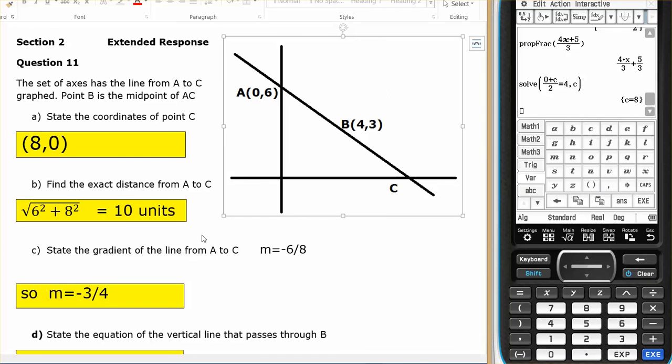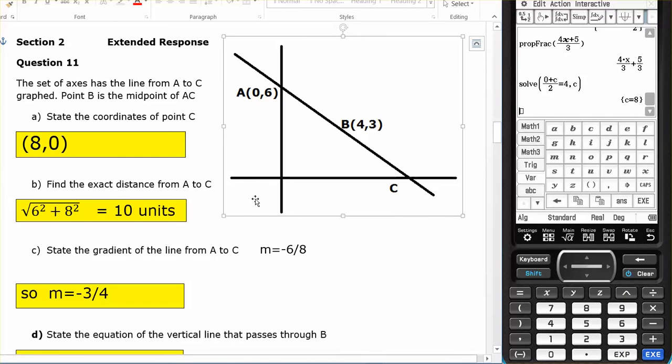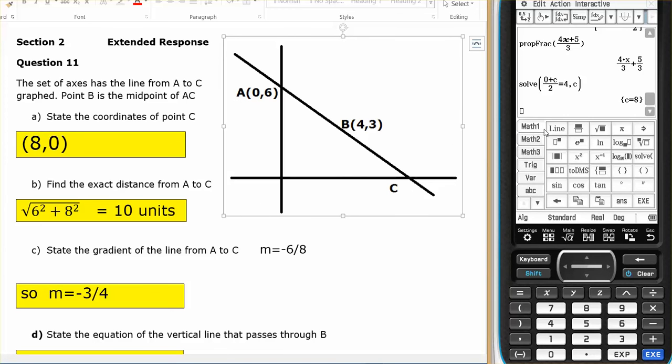C equals 8. Find the exact distance from A to C. Well, I'm going to use the distance rule, which is the square root of x2, which is 8, minus x1, which is 0, squared, plus y2, which is 0, minus y1, which is 6, squared. And when I press that, I get 10 units is the answer.